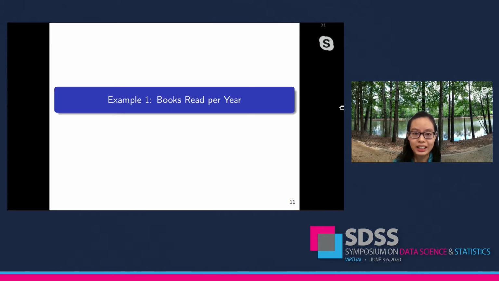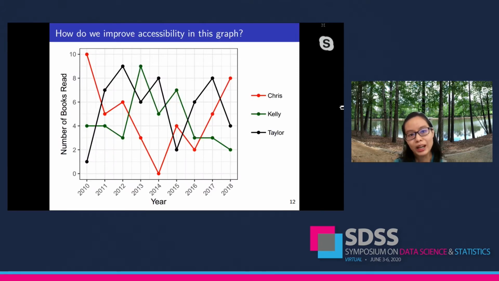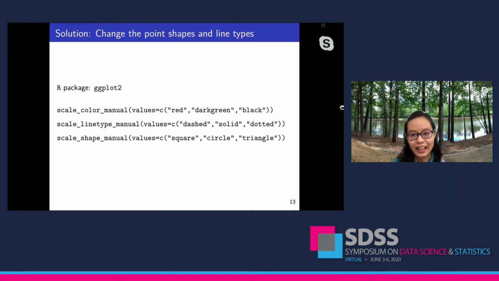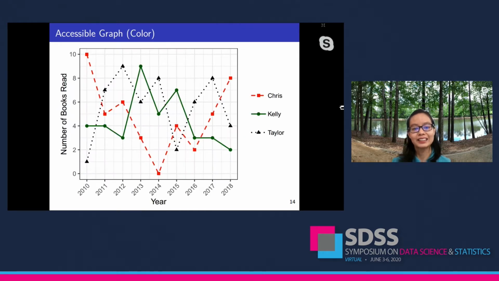So let's revisit the graph about the number of books read per year. So how do we improve accessibility? We can change the point shapes and line types. I created this graph in ggplot. So we can add code like scale color or scale line type, scale shape, especially the point shapes and the line types. Then we can change the graph to be like this. So each trend can be identified in terms of color and also point shapes and line types.